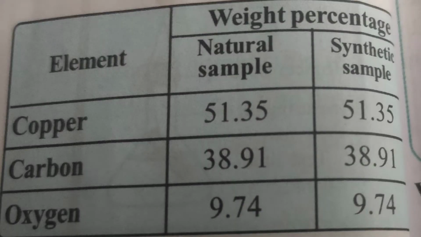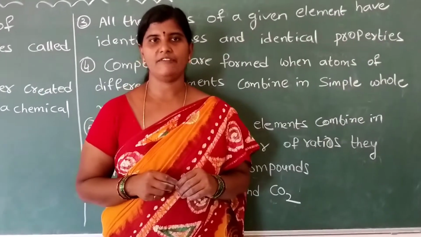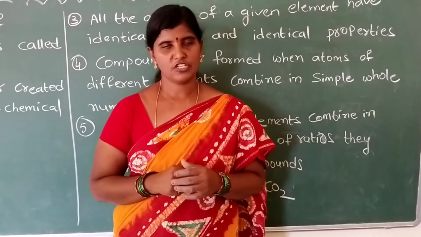Proust took 2 samples of copper carbonate, a compound of copper, carbon and oxygen. He took a sample from nature and another sample prepared in the lab, and decomposed them chemically to find the percentage of copper, carbon and oxygen in the 2 samples. What is the result? The results obtained are given in the table. The natural sample and the synthetic sample are both the same.